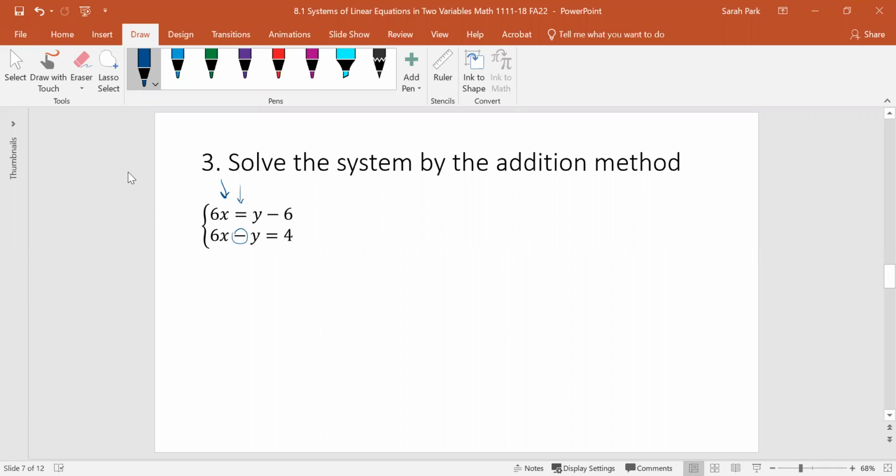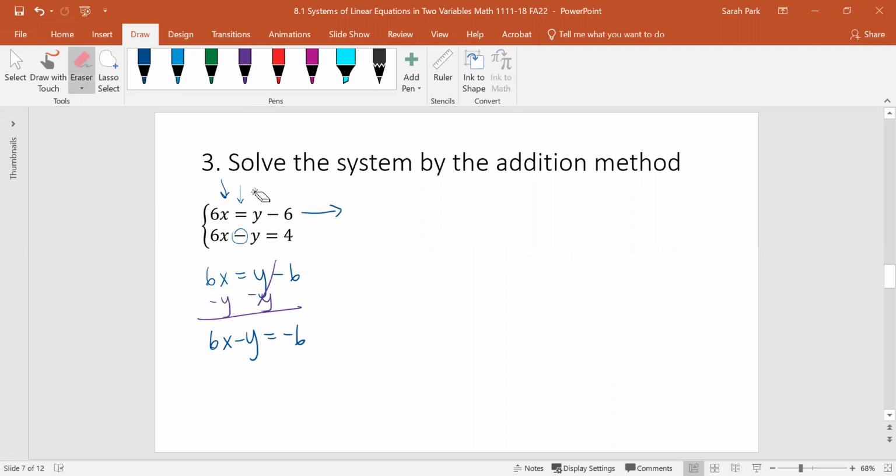So let's take the top equation here. We have 6x equals y minus 6, and subtract the y over and get 6x minus y is equal to negative 6. So we've rewritten the top equation so that it does match the formatting of the bottom equation. And we have 6x minus y equals negative 6. The bottom, the second equation, let's just copy: 6x minus y is equal to 4.